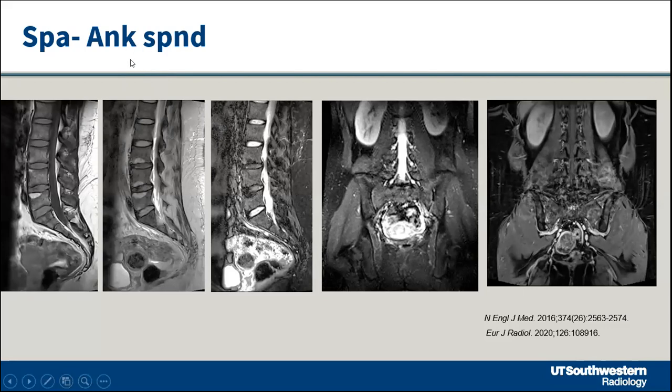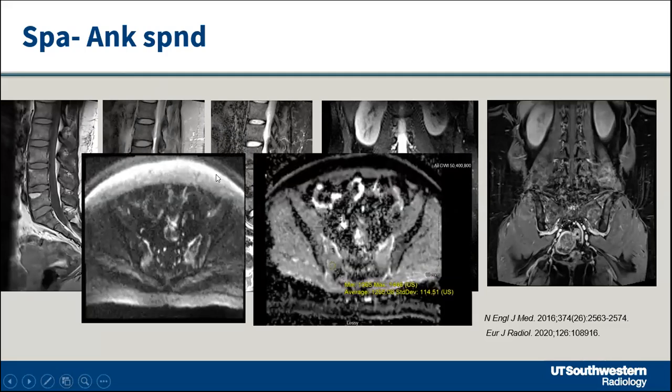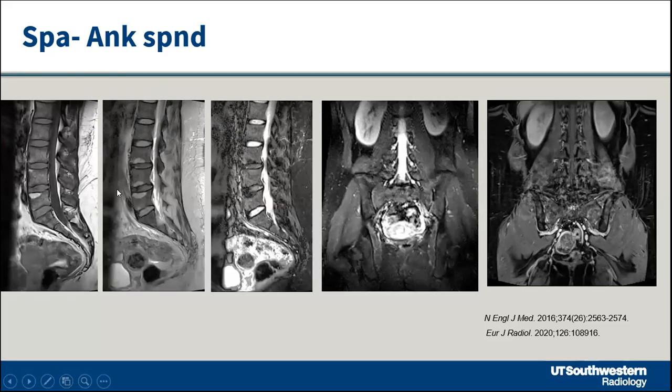Okay, moving on to spondyloarthritis. So in spondyloarthritis, these are a couple of cases I just put in there. We do diffusion in all of them. So here is a classic case where you have these end plate changes, your Romanus lesions. And the SI joints, maybe there's edema, maybe not. It's hard to tell, right?